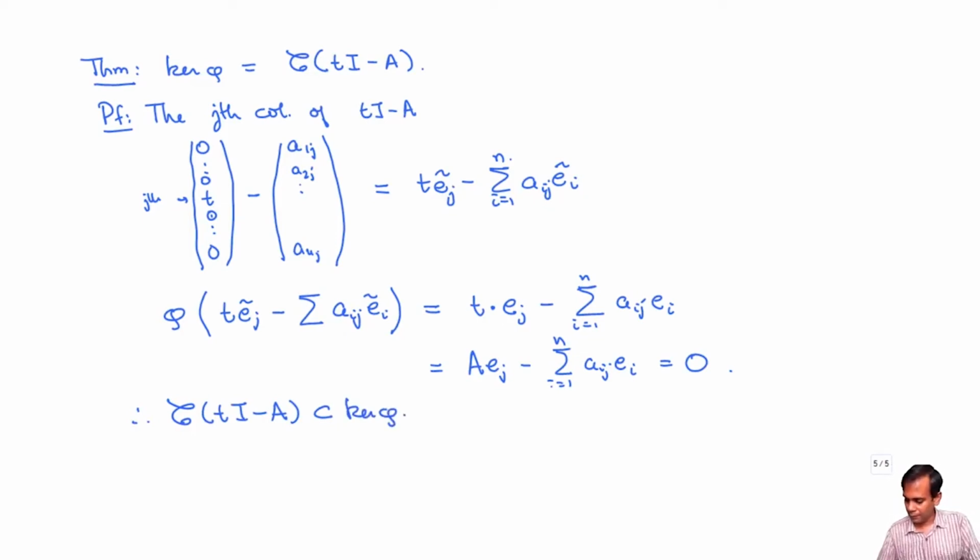Okay. Now for the converse, we have some vector which is in the kernel of phi, and we want to express it as a linear combination of the columns of tI minus A. So let's say if we have a vector in F[t]^n, then firstly note that you can write it as a sum of certain very simple vectors.